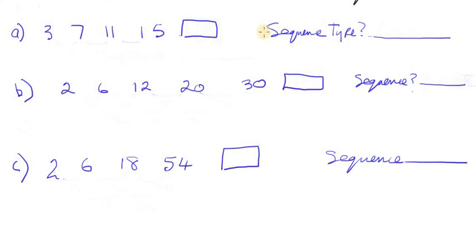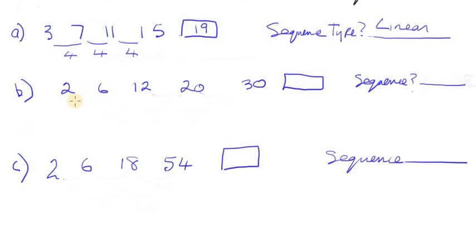Okay, well, the answer to this: we work out what our differences are. That's 4, and 11 to 15 is 4 as well. So we have a constant first difference, therefore this is a linear sequence. And the next number would be, 3, 7, 11, 15, would be 19.